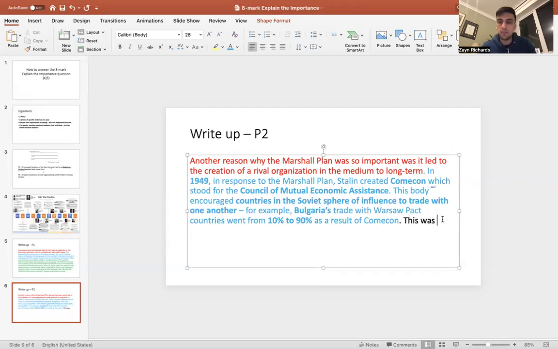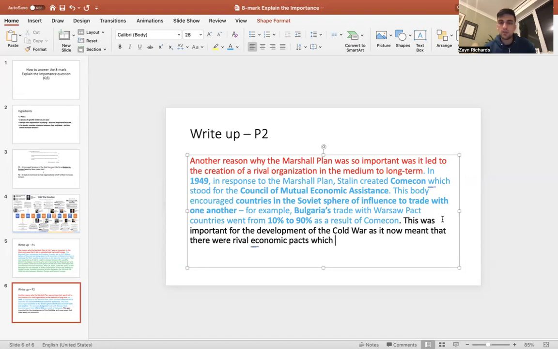Okay, and then this was important for the development of the Cold War as it now meant rival economic blocs, which led to a form of economic warfare, which affected much of the world's economy.